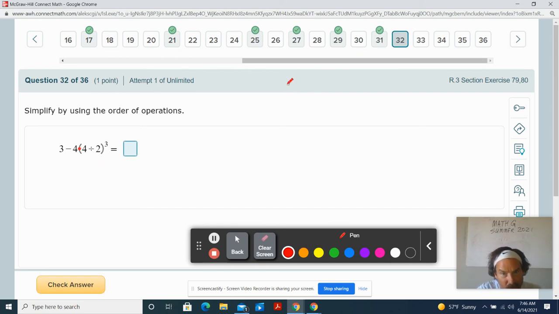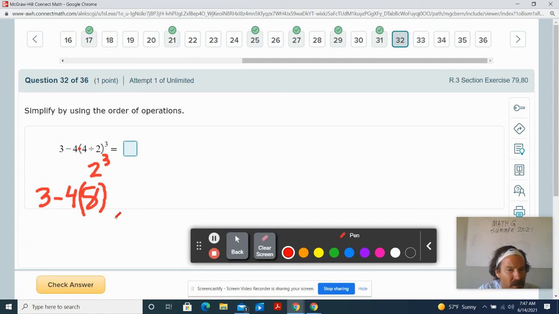So order of operations, parenthesis first. So 4 divided by 2 is 2. And that's raised to the third power. Now we do the exponents. 2 to the third power is 2 times 2 times 2. 2 times 2 times 2 is 8. So that's 3 minus 4. And then 8 is, you can either leave it in parentheses or you can put a dot. I'll just go ahead and leave it in parentheses since you don't see the dot. I won't put the dot.